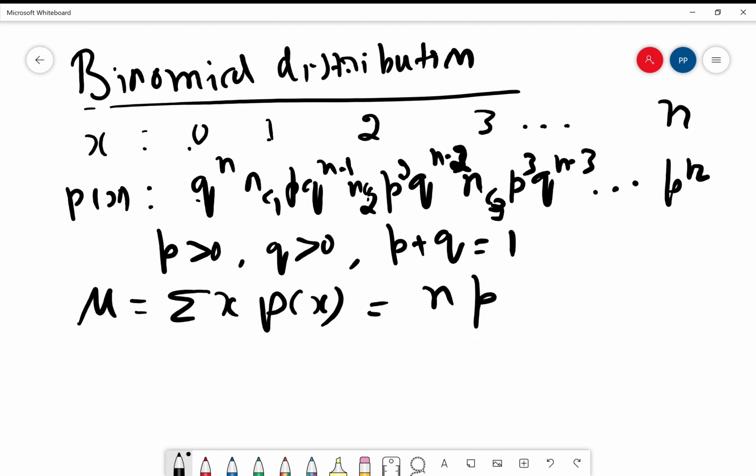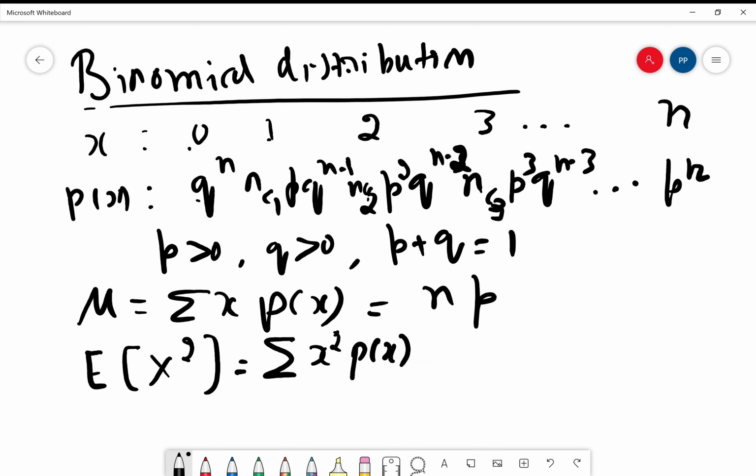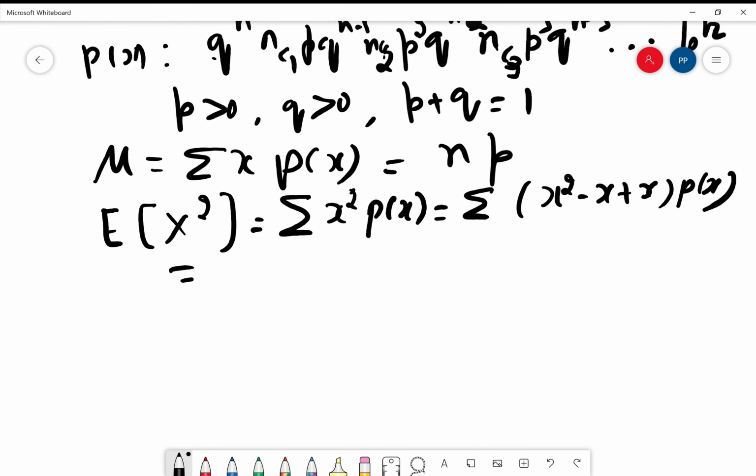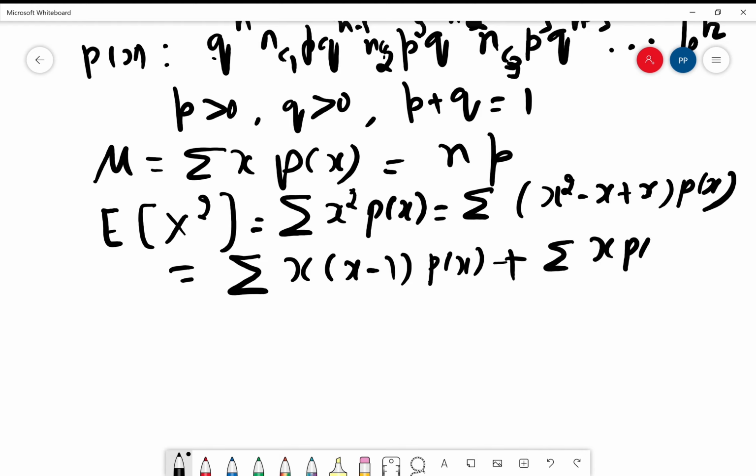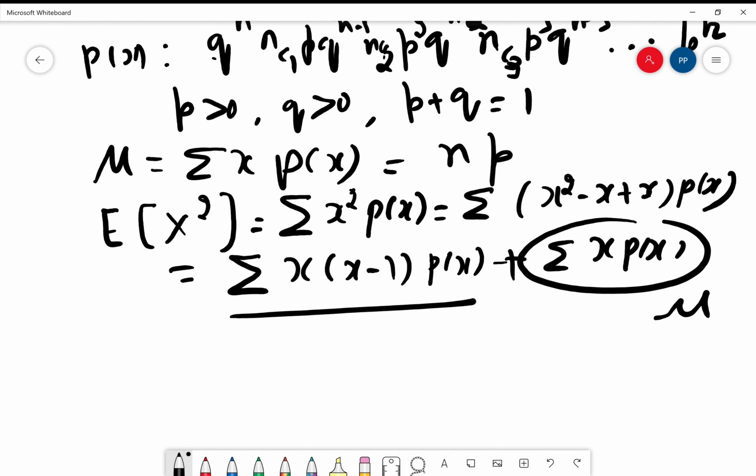Next, you have to find the expectation of x square, which is nothing but sigma x square into p of x. Here, to make some adjustment, write x square as x square minus x plus x, adding and subtracting x, which you have to split into two summations. One is sigma of x into x minus 1 into p of x. The next one is sigma of x into p of x. This is nothing but the mean mu.